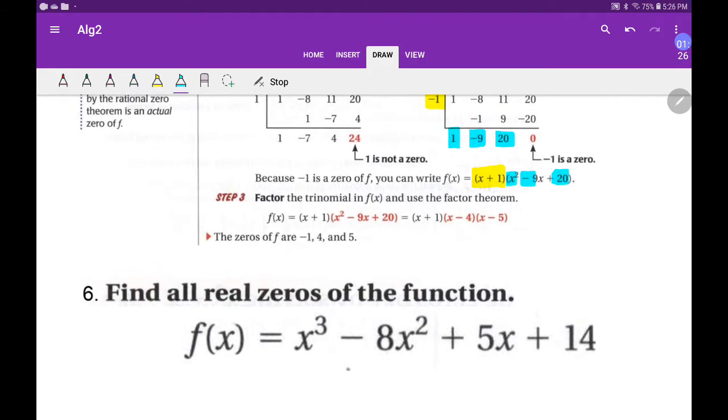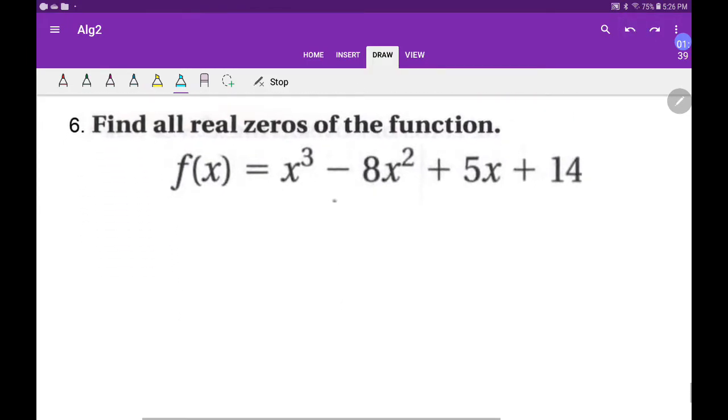We know that the 0, they factor it again. X minus 4, x minus 5, and so we get these zeros down here. That's nice. Okay, that's what we're going to try to do down here.